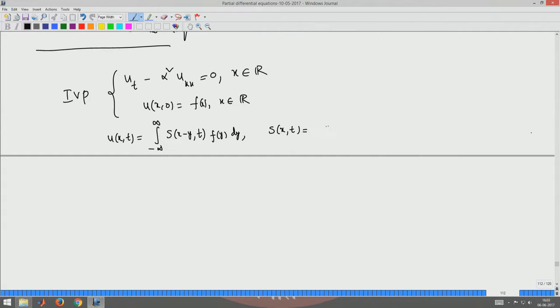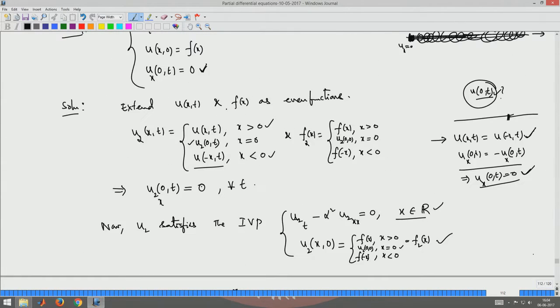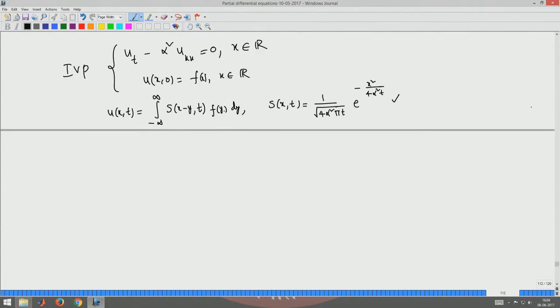where s of x t is equal to 1 by square root of 4 alpha square pi t, into exponential of minus x square divided by 4 alpha square t. So you are replacing x by x minus y. So this is what is my s of x t. And s of x minus y, t is simply the solution that we wrote earlier. Okay. So, that is the solution we derived.